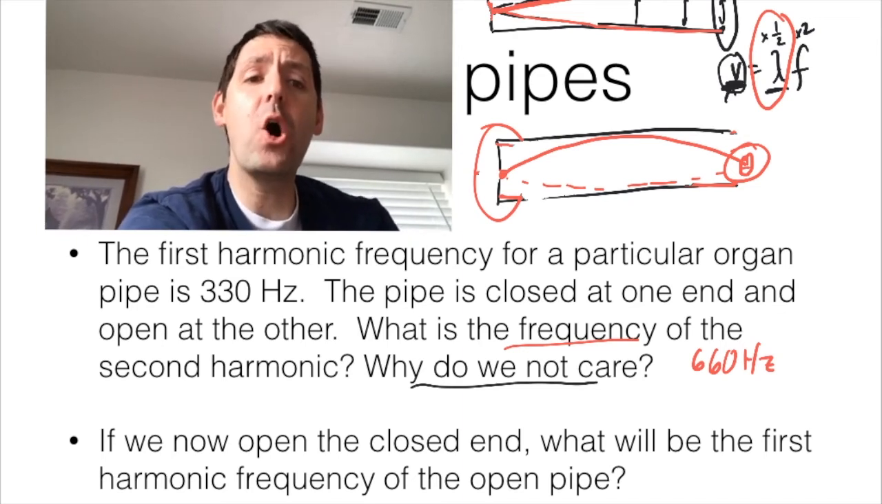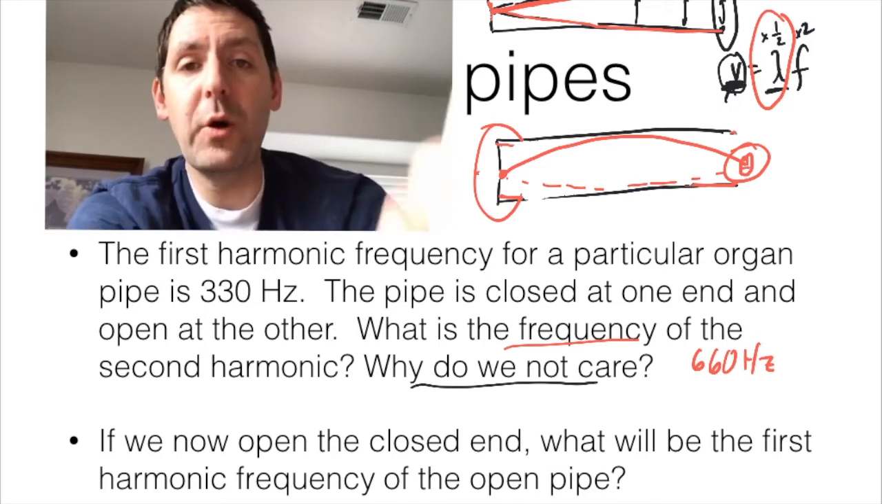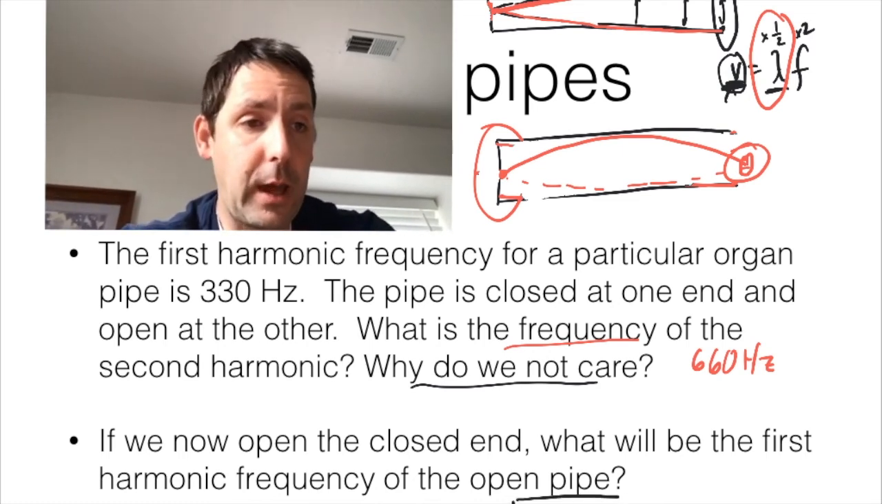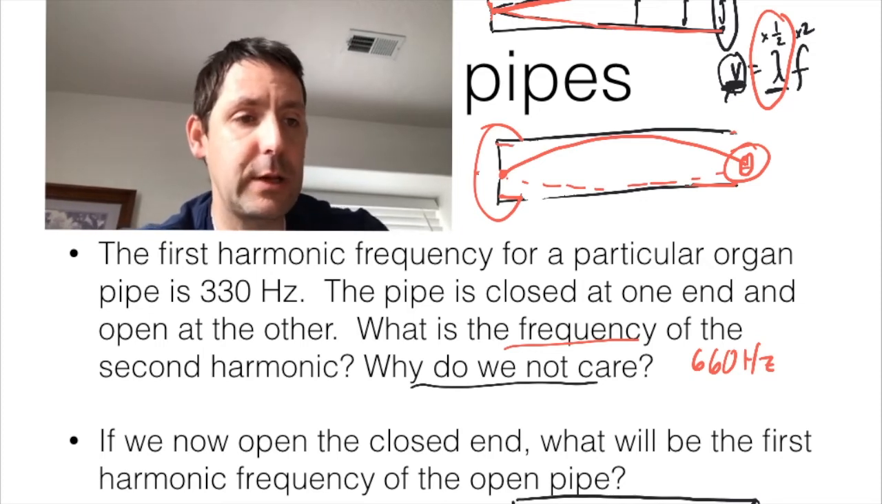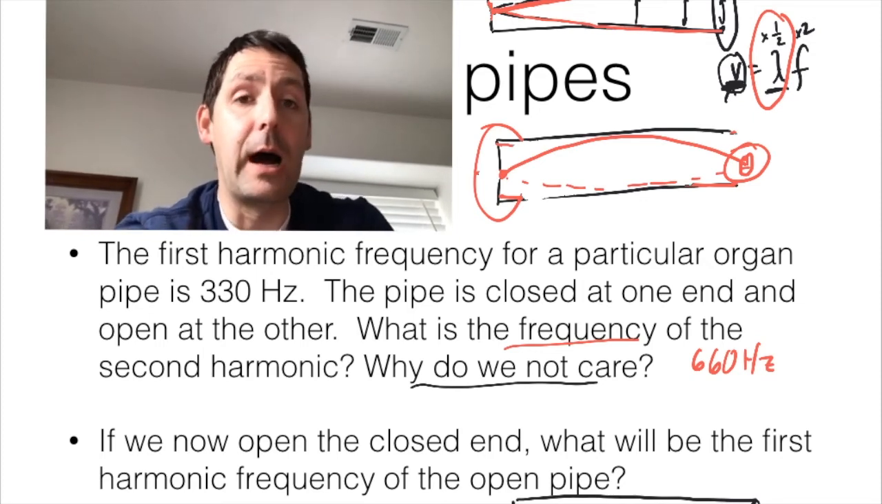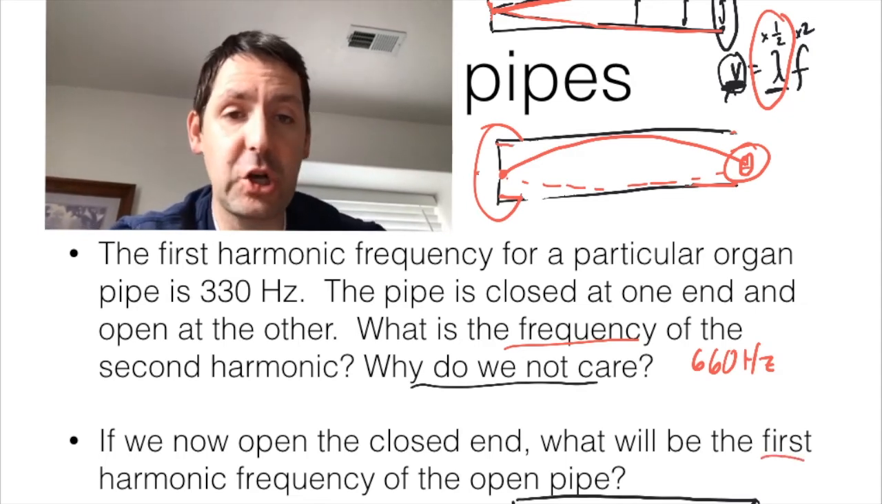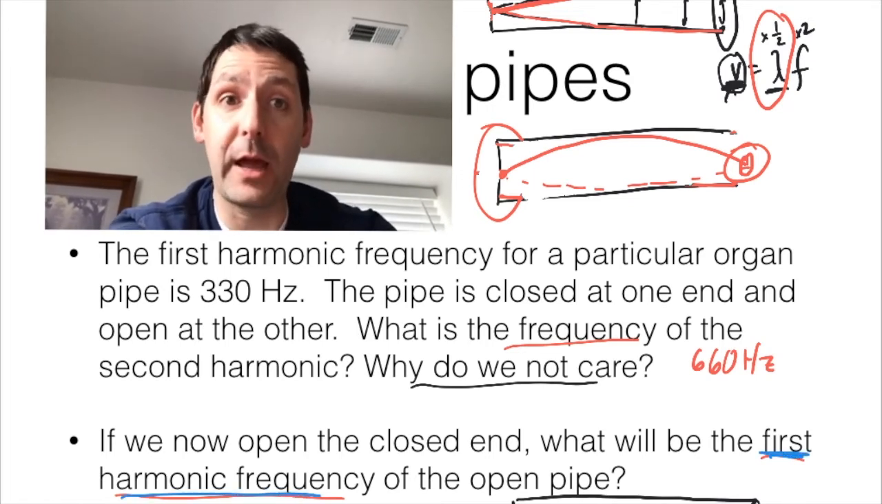If we now open the closed end, what will be the first harmonic frequency of the open pipe? Well, what does it look like if I open it? Okay, now I'm going to draw this one down here at the bottom. It's the same pipe as before. I'm going to do my best to give more or less the same length there. So this one down here and that one up there have the same length. In order to get the first harmonic frequency, what does it have to look like?